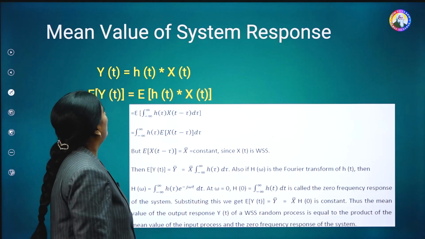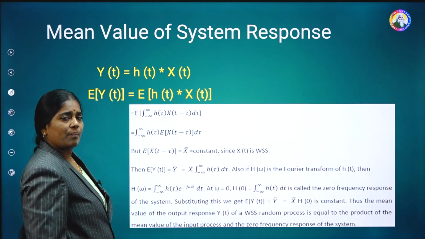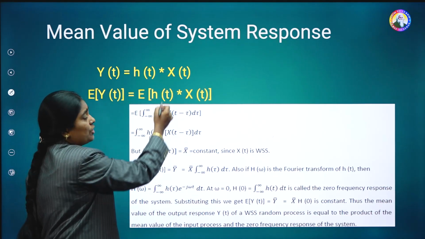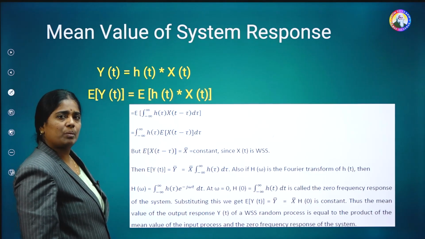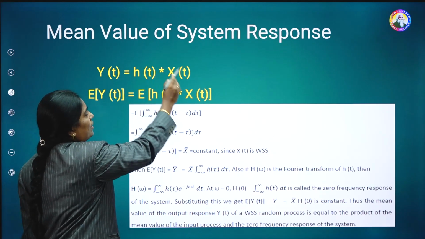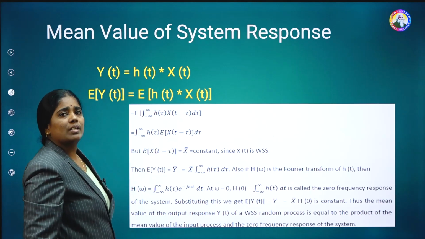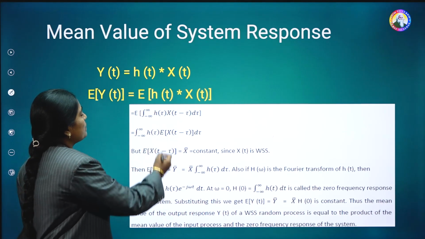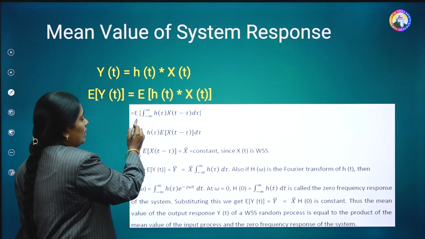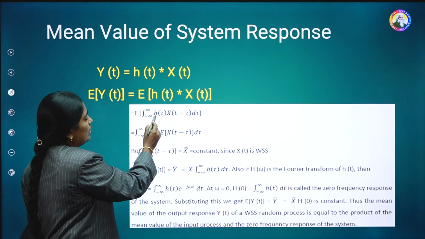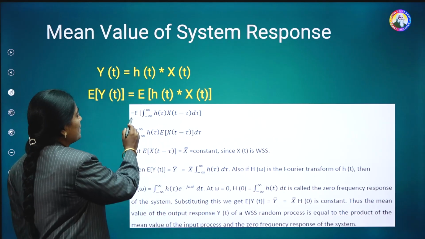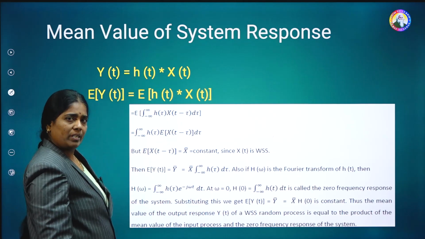Next, coming to the mean value of system response. y of t is equal to h of t convolution with x of t. To calculate the mean value, we have to apply the expected value. Therefore, E of y of t is equal to E of this entire function, that is h of t convolution with x of t. Now, substituting this convolution formula here, we obtain E of integral from minus infinity to infinity h of tau x of t minus tau d tau. Now apply this expected value to the random process x of t minus tau.